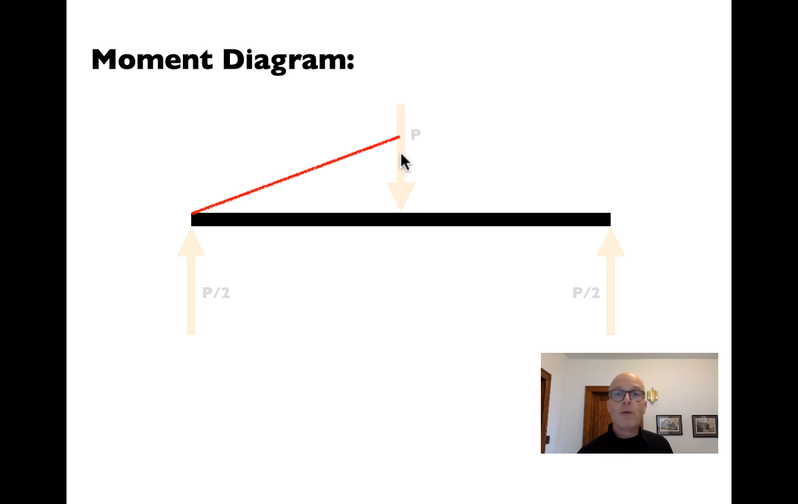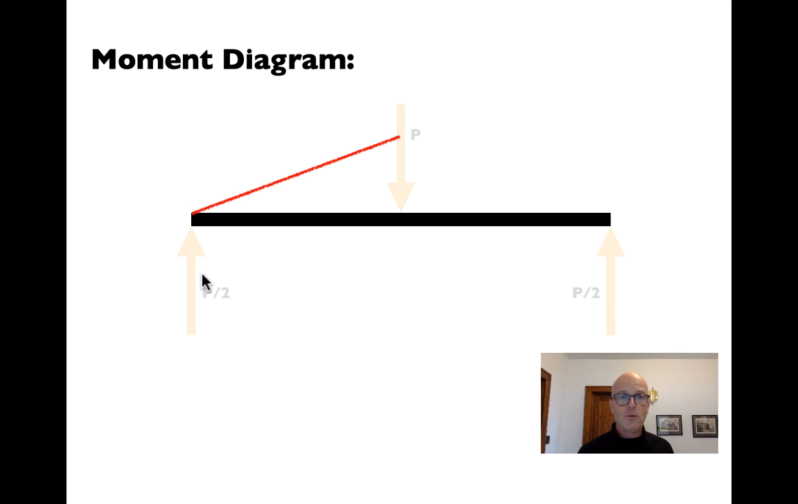When we get to midspan, the moment will be P over 2 times span over 2, right? Half the span. But once we get past our load, what we find is that the external load at the midspan will also start to induce a moment.